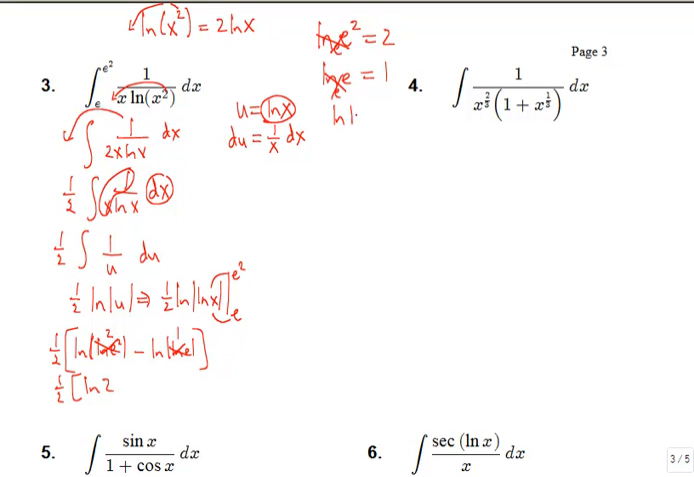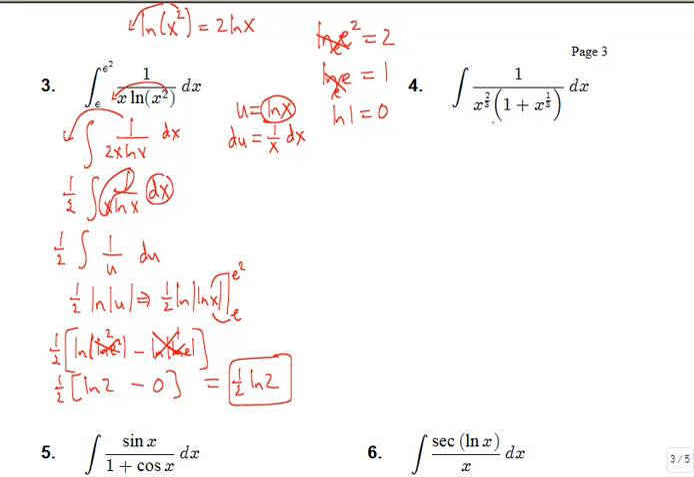And what's the ln of 1? Well, that's just 0. So this whole thing becomes a 0. So what we're left with is just our 1/2 and our ln of 2. And there's our final answer. Okay? All right, let's try another one.